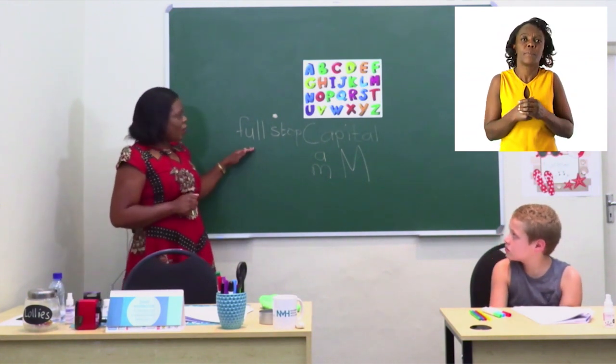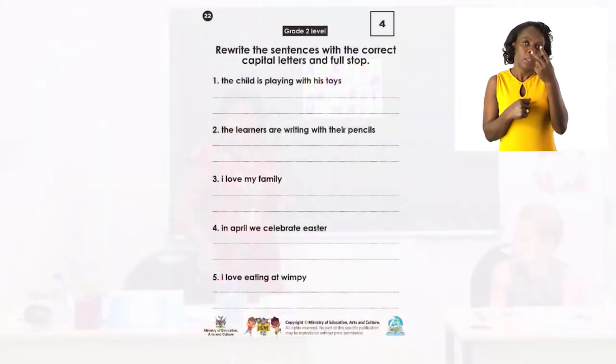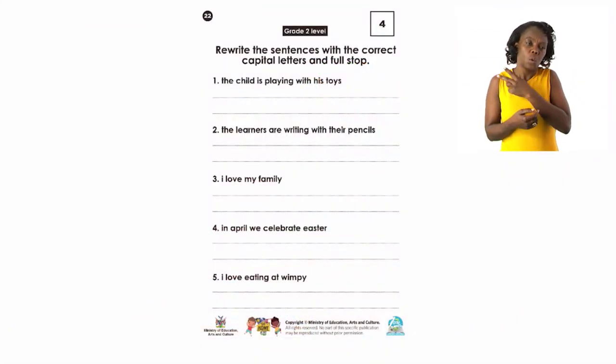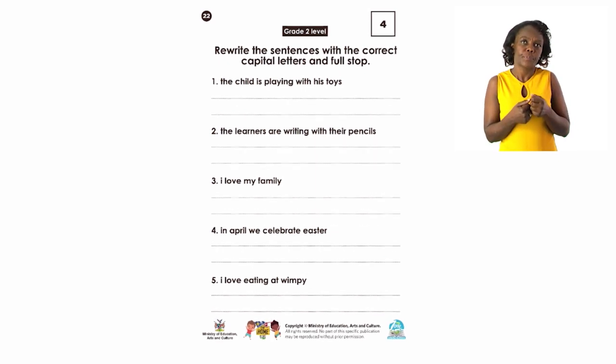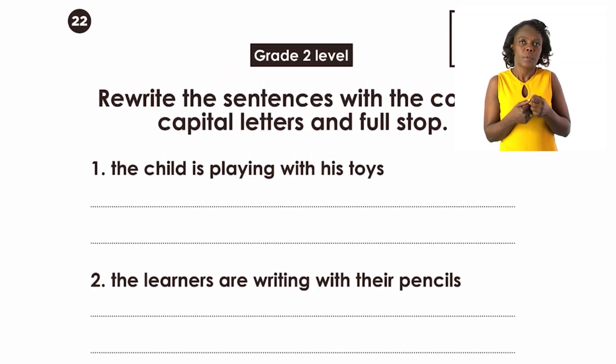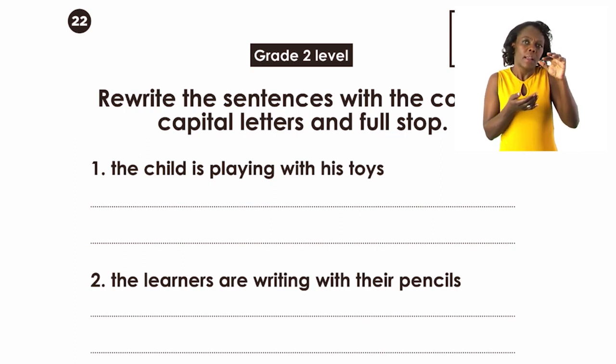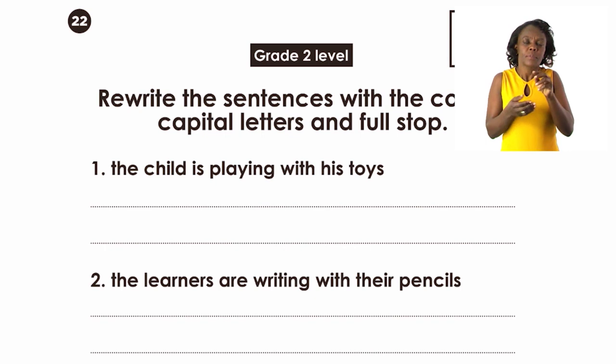All right. So the grade 2s, let's go together on page 22 and see where we can put a capital letter and a full stop. All right, on 22, we are going to rewrite the sentences with the correct capital letter and a full stop. Let us read number 1. The child is playing with his toys.